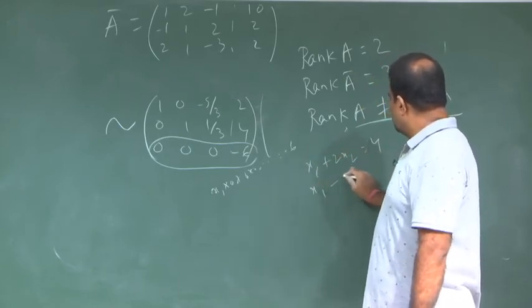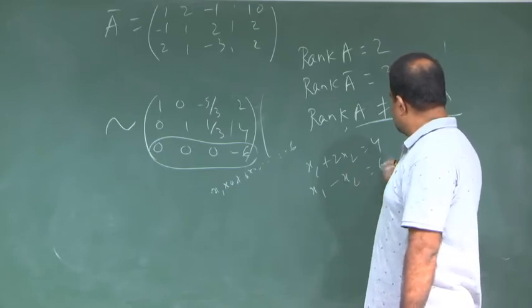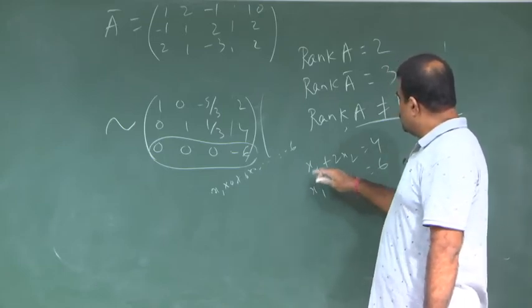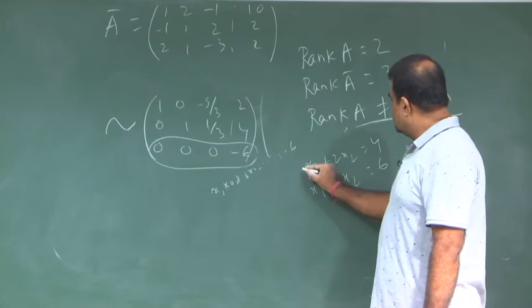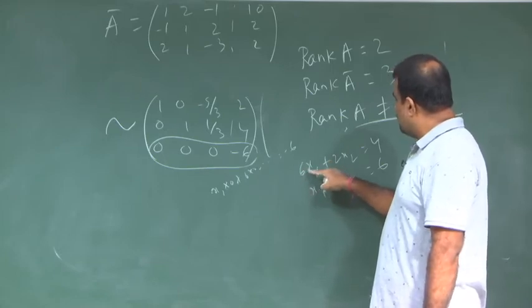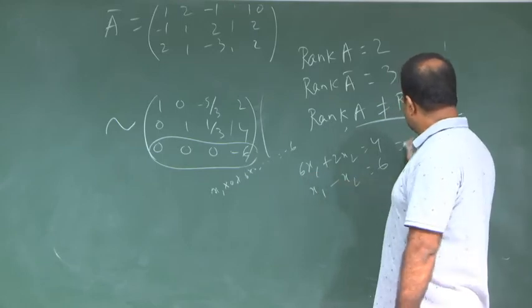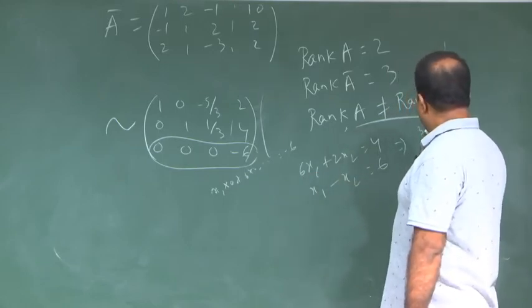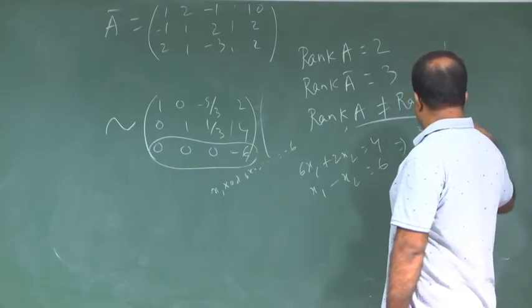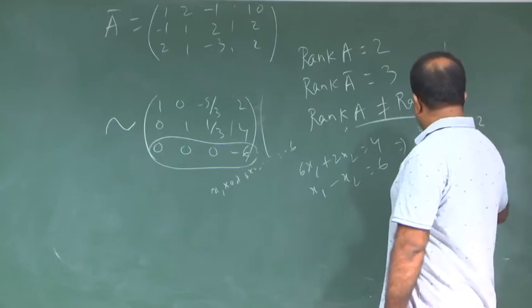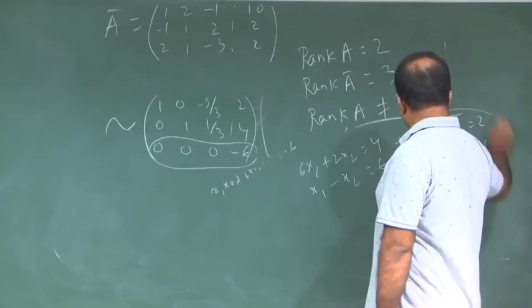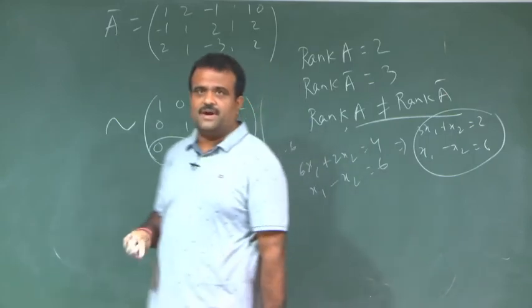x1 minus x2 is equal to, say, 6. Now, row operation means we are just subtracting this with 2, so this will be reduced to 3x1 plus x2 is equal to 2x1 minus x2. So, this is a row operation on the augmented matrix.